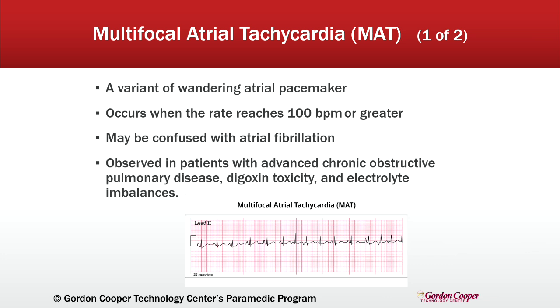Now, because of the varying P waves and the rapid rate, MAT can sometimes be confused with atrial fib. However, in MAT, you'll still see multiple P waves of varying shapes, whereas in atrial fib, you'll see no distinct P wave at all. This is commonly observed in patients with advanced COPD, maybe some digoxin toxicity, and some electrolyte imbalances. So it's important to identify this rhythm because while it may not be life-threatening, it can indicate some underlying conditions that need some attention.